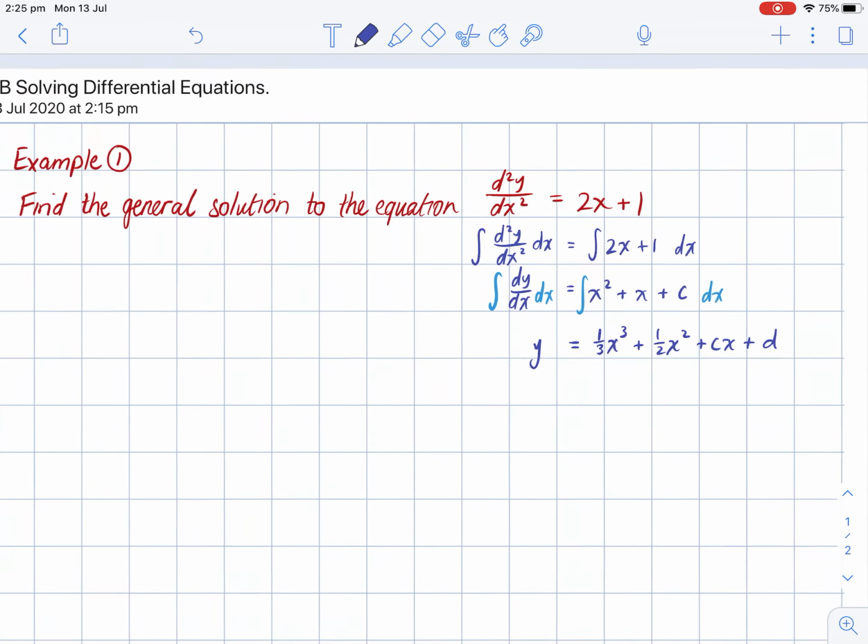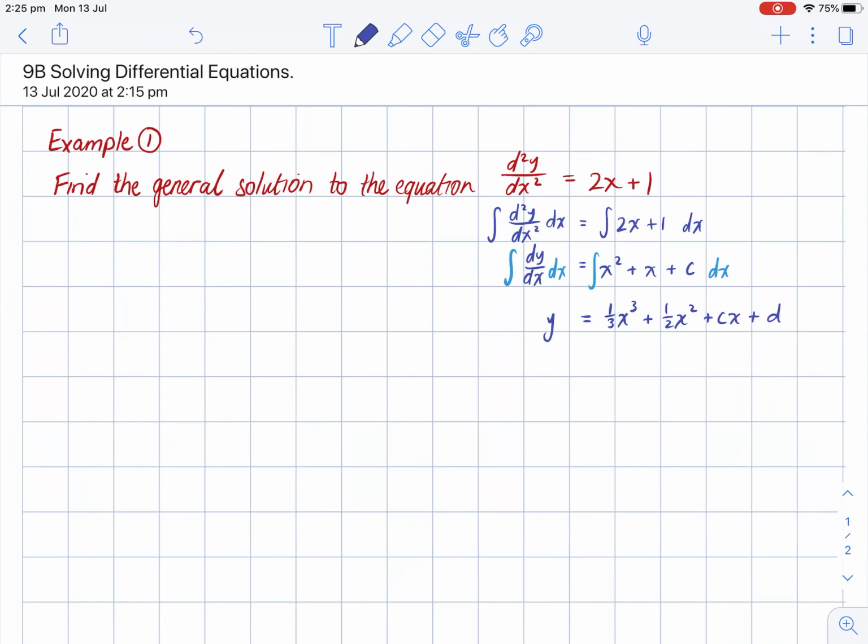So when we work through this, when we anti-differentiate twice, I end up with two constants of integration. One I'm going to call c, one I'm going to call d. And this is what we call the general solution. So if I wanted to find a particular solution now, I would need to know two specific points to find these two unknown values. That's the first video.